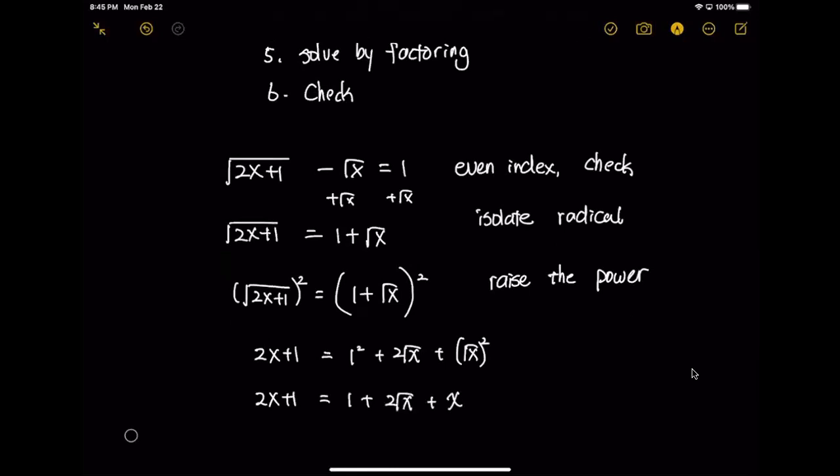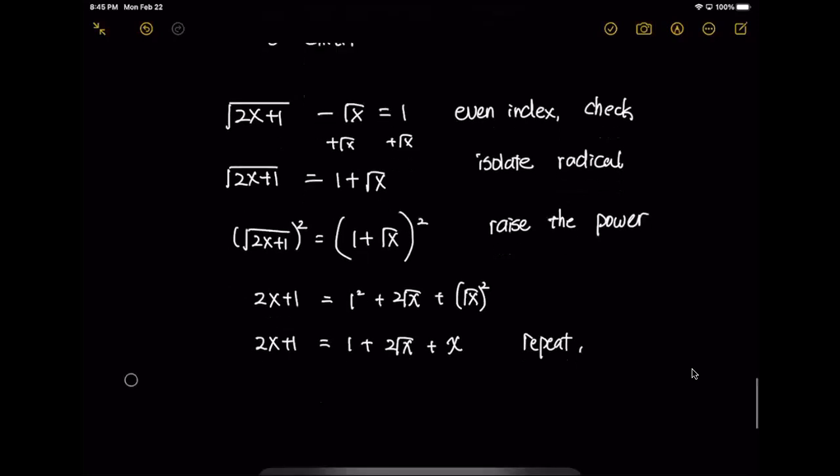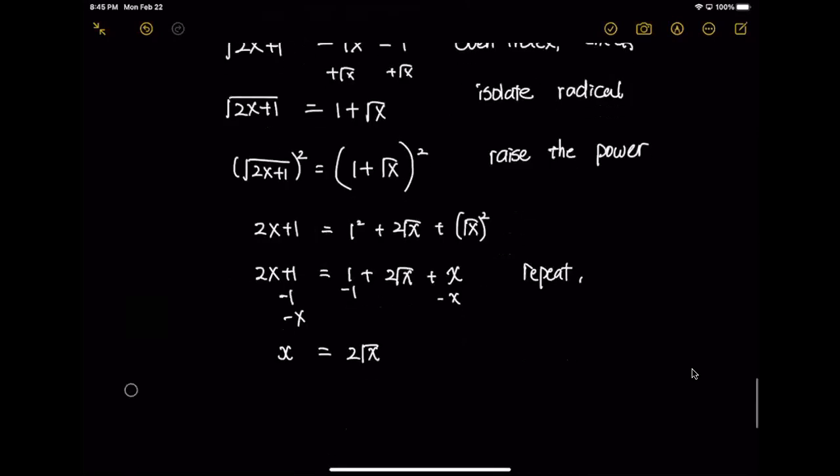Okay, what do you want next? We will repeat what we did earlier, which is to isolate the radical term by moving 1 to the left side and moving x also to the left side. So I have x equals 2 square root of x. And now we can raise to the second power. So I have x squared equals 2 squared, which is 4, times square root of x squared, which is x.